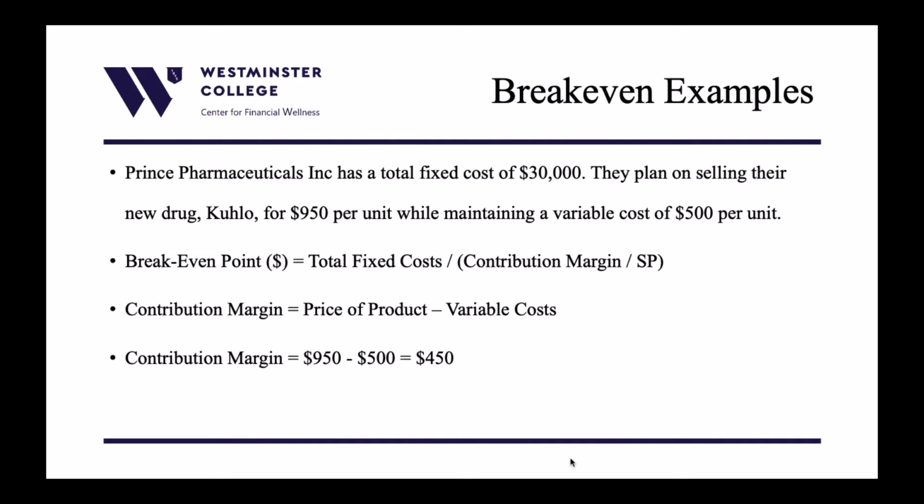Prince Pharmaceuticals Inc. has a total fixed cost of $30,000. They plan on selling their new drug, Kulo, for $950 per unit while maintaining a variable cost of $500 per unit. To find their break-even point in dollars, they'll need to take their total fixed costs divided by their contribution margin divided by their selling price. To find their contribution margin, they're going to take their selling price of $950 minus their variable cost of $500 to get a contribution margin of $450.